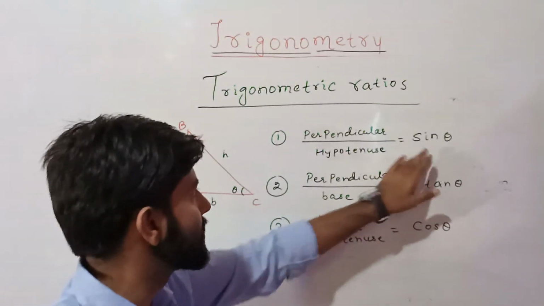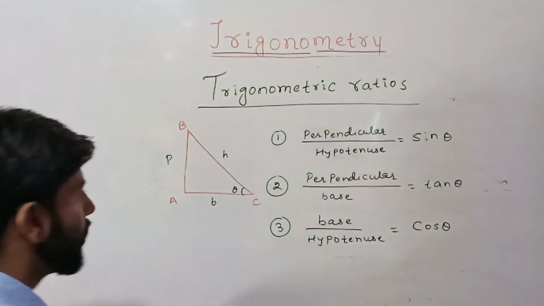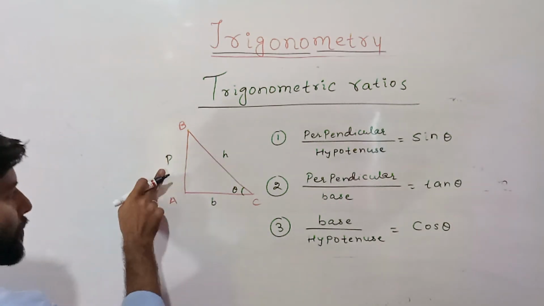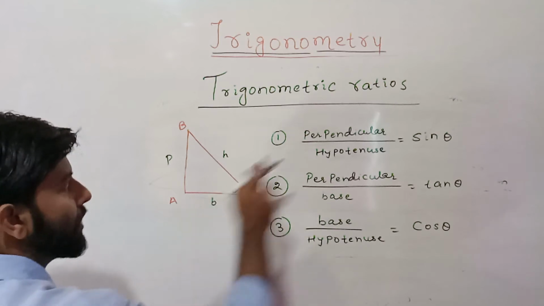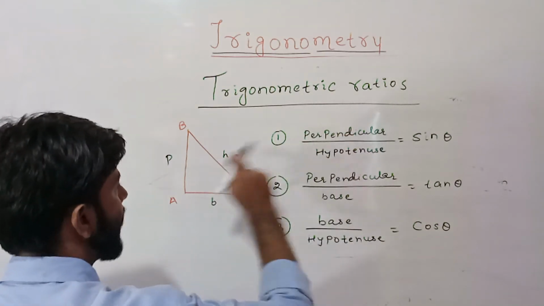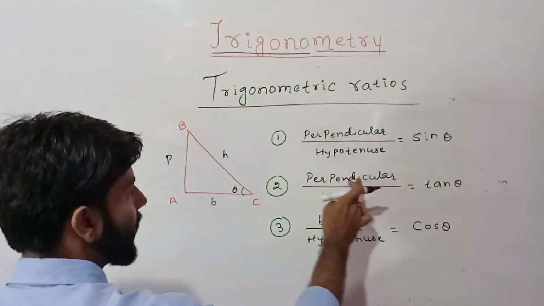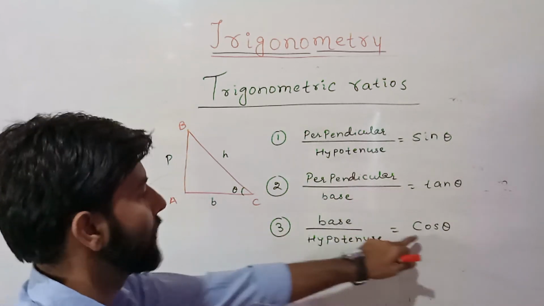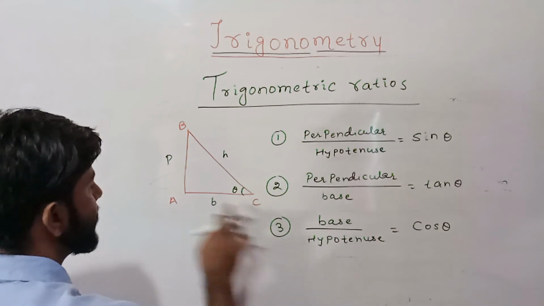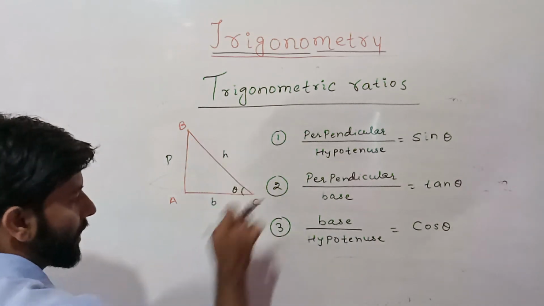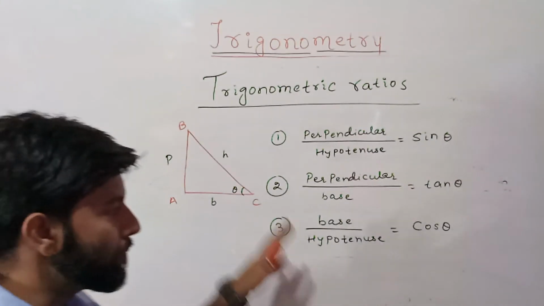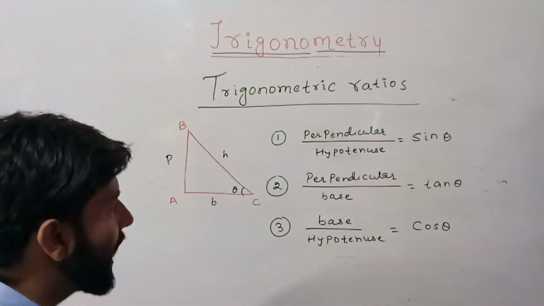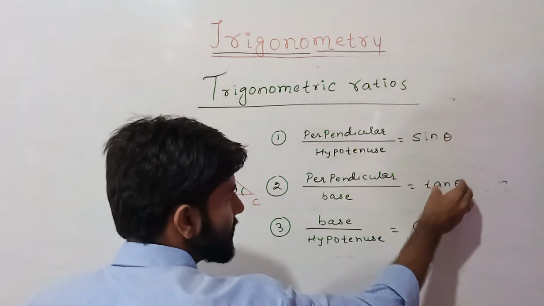Sin theta means perpendicular by hypotenuse, or if you are observing this theta, you can say this is the opposite side and this is the adjacent side, so you can write opposite side upon hypotenuse. Here you can write opposite side upon adjacent side, and for cos theta you can write adjacent side upon hypotenuse. So these three are the basic ratios, and there are 3 more ratios that are reciprocals of these ratios.